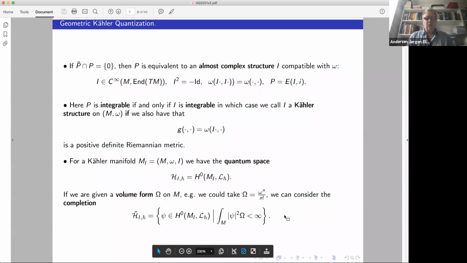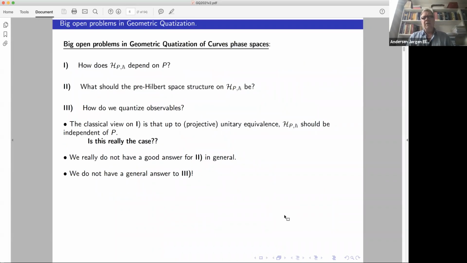Okay, now, what are the big problems in this? Well, the question which is not addressed by geometric quantization as it stands right now is, how does this depend on P? So the standard words that you will hear everybody saying in this field is, well, it really doesn't depend on P. P is just some auxiliary data, and you shouldn't worry too much about it. They are probably all projectively the same.